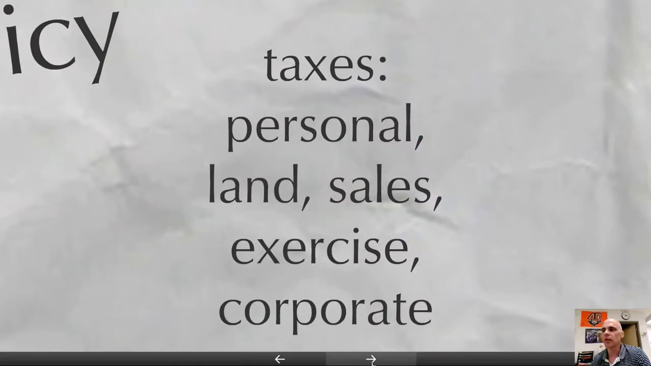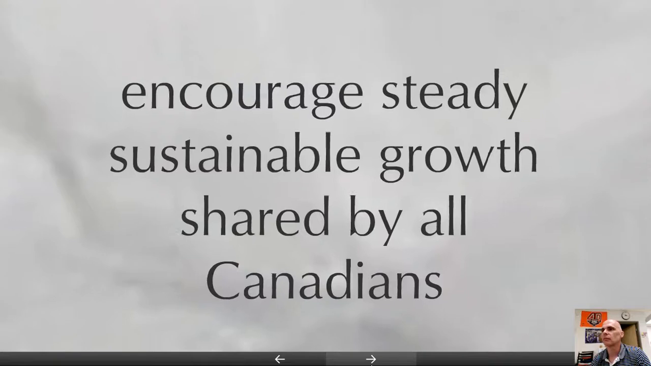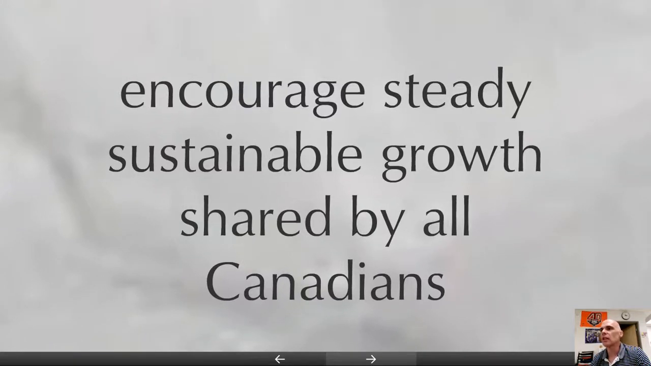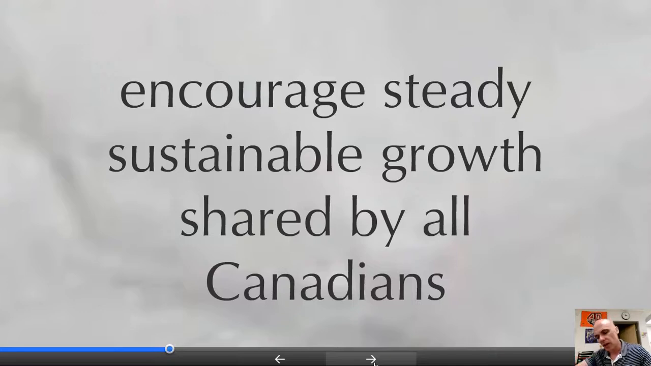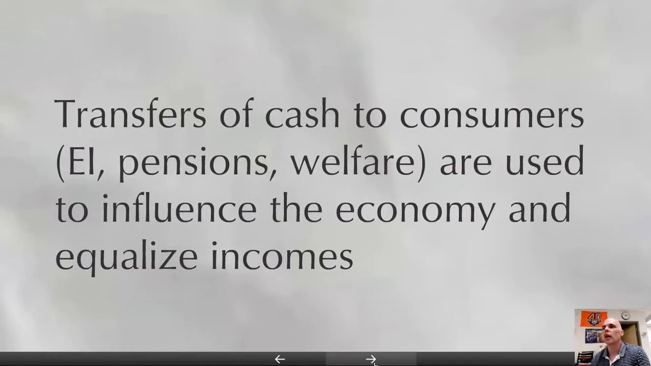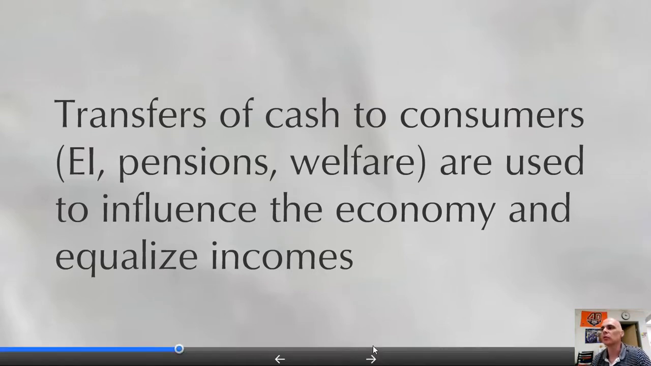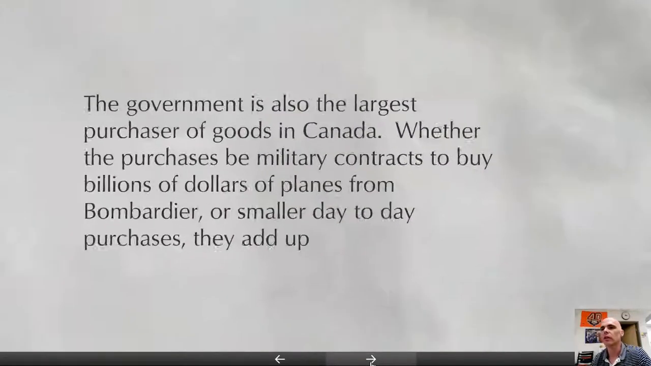There's lots of forms of taxation. We can encourage steady, sustainable growth shared by all Canadians. That's an argument, right? And then from that, how do we do that? Transfer of cash to consumers. EI, pensions, welfare are used to influence the economy and to equalize incomes and try to ensure that most Canadians, hopefully at some point all Canadians, can be above the poverty line.